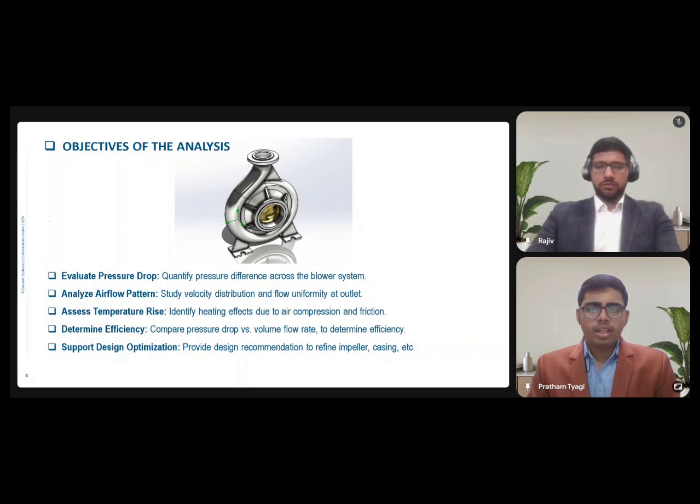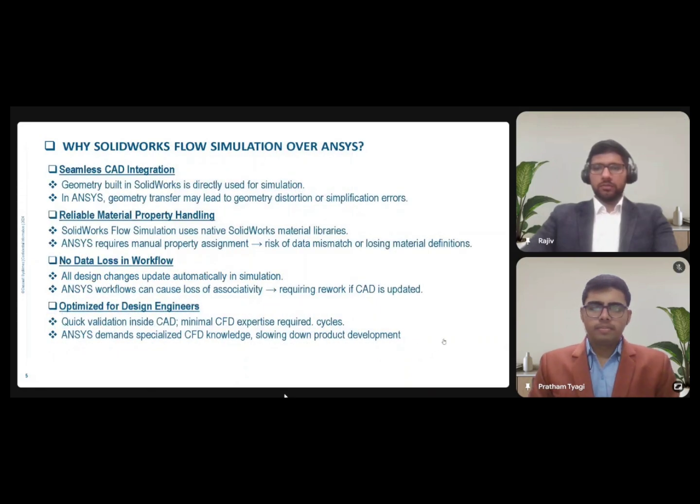Next up, we have a comparison of why we used the SolidWorks Flow Simulation module rather than ANSYS Fluent. So my teammate will shed some light on the decision. Now, as to why we are using the SolidWorks Flow Simulation tool over ANSYS or other simulation packages is due to the following reasons. The first one is the seamless CAD integration it provides due to being built into the SolidWorks platform. The next one is reliable material property handling. It is also due to the vast libraries that the SolidWorks platform provides.